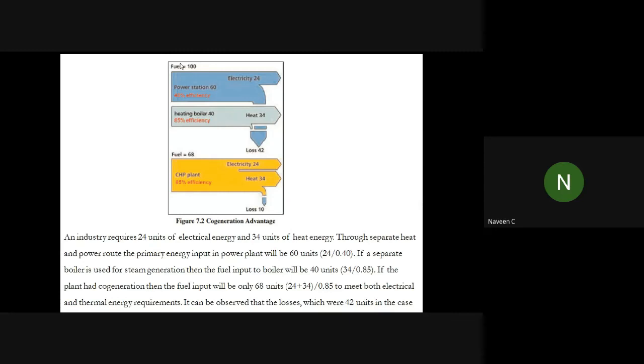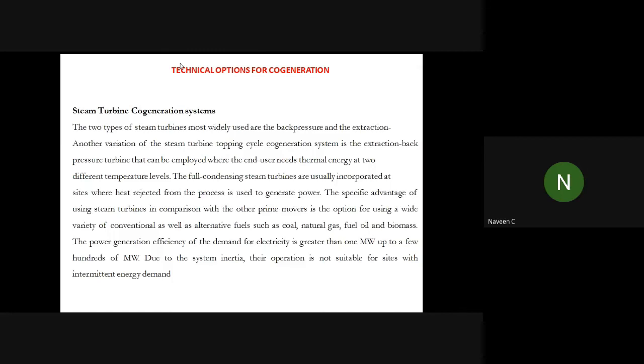So CHP is definitely better, but the process is more constrained and more limited. So you don't think that all power plants I will implement this. Definitely in a power plant you cannot do it. Mainly in process industries you can do it. So CHP is mainly talked about for process industry, and not only process industries, for institutes also.